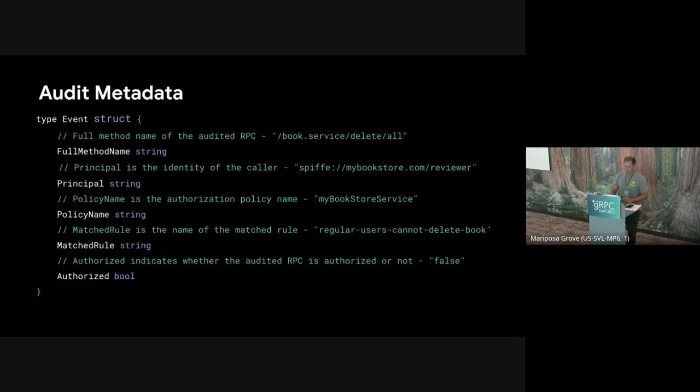What metadata you get, let me just go to the next slide. So what you see here is the metadata available to you. What is available is definitely the full method name. Again, here I'm covering our dummy bookstore service. We also have a principal, so who made the request, and the policy name, which might be, for example, a file. Here we have my bookstore file. The matched rule, so which exact rule the request matched, and the authorization decision. So, for example, in this scenario, it is false because a regular user cannot delete a book.